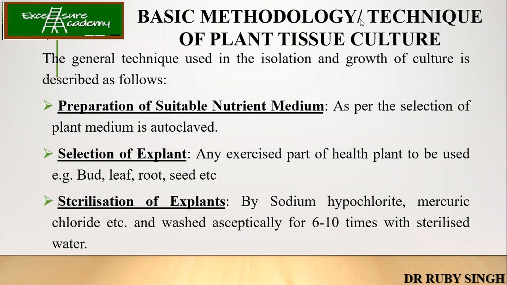So what is the basic methodology of the technique we use in order to carry out plant tissue culture? First one, as you know, you need to have the media. Now this media is based on whatever plant you select. Mainly we use MS media only, that is Murashige and Skoog media. And everything needs to be autoclaved, right?